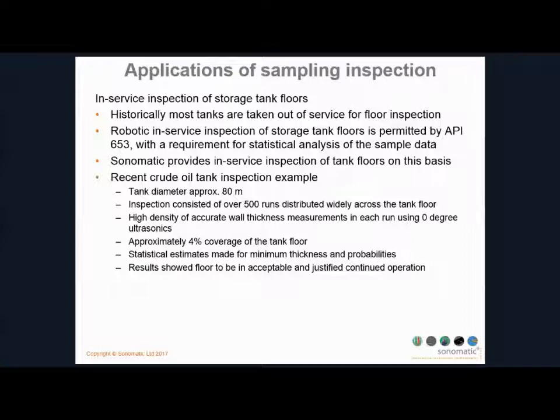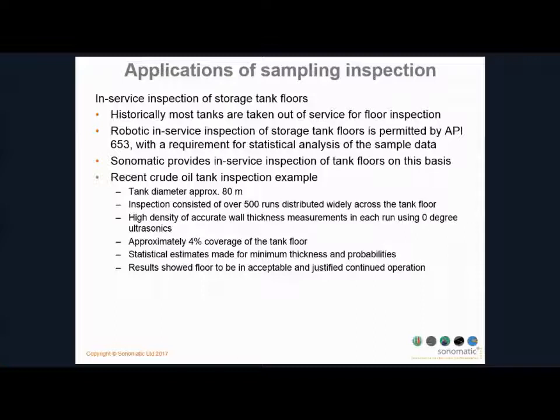Another area where we've, in Sonomatic, have been making use of statistical analysis is for storage tank floor inspection. Historically, storage tanks were taken out of service for floor inspection, but robotic in-service inspection of storage tanks is permitted in API 653, and there is a requirement there for statistical analysis of the sample data. So you wouldn't be carrying out 100% coverage of the tank floor with the robot in the liquid in the tank. Typically coverages are much lower than that.